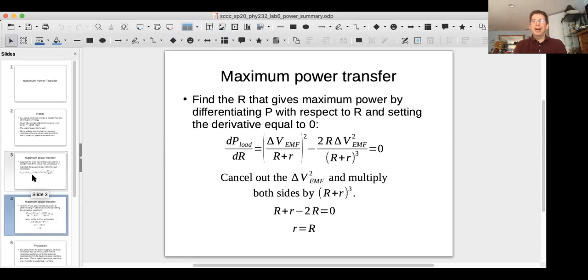And so what you get when all is said and done, it simplifies very nicely to small r is equal to capital R, which means that the maximum amount of power gets delivered to your load when the external resistance equals the internal resistance. So if the objective is to get the maximum amount of power out of your supply, you need to make sure the load resistance is the same as whatever internal resistance that you have.